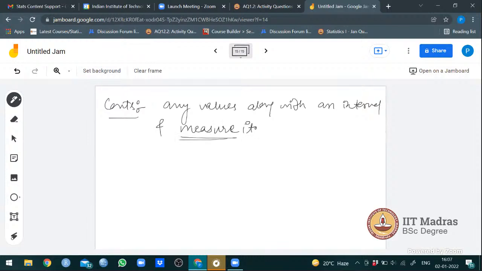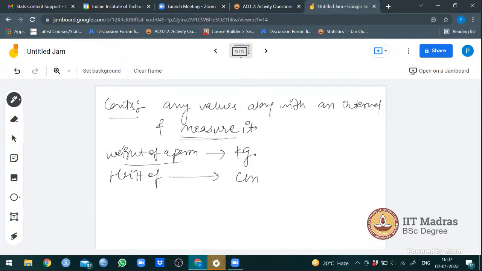So suppose there will be a concept of a measurement. Suppose I'm saying weight of a person. You can measure it in kilogram. And height of a person, you can measure it in centimeter. There is a measurement unit. Speed of a vehicle, you can measure in kilometer per hour.